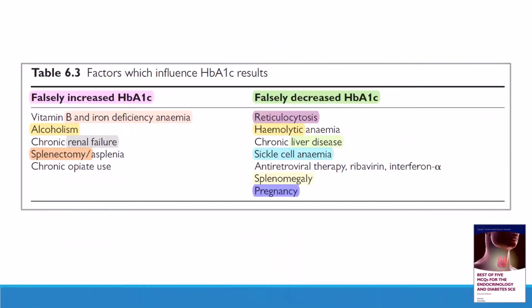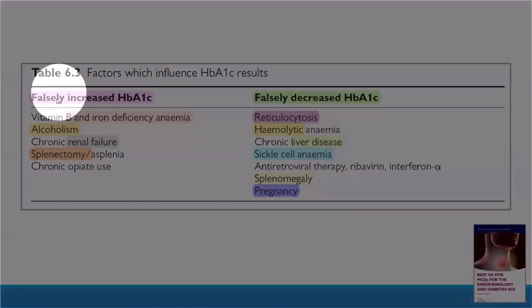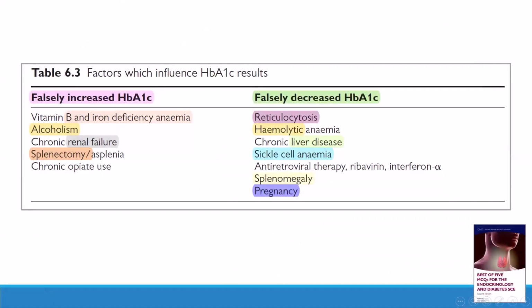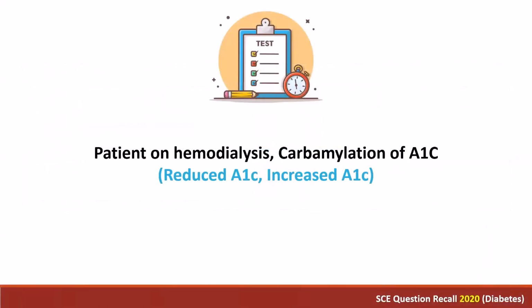And actually, hemoglobin A1C may be falsely elevated in cases of vitamin B12 deficiency, iron deficiency anemia, alcoholism, renal failure, splenectomy, asplenia, chronic opiate use, and will be falsely low in a patient with reticulocytosis, hemolytic anemia, chronic liver disease, sickle cell, splenomegaly, pregnancy. Don't forget this, because it is very, very repeated in previous exams, and in 2020 and 2024 they asked a question like this.